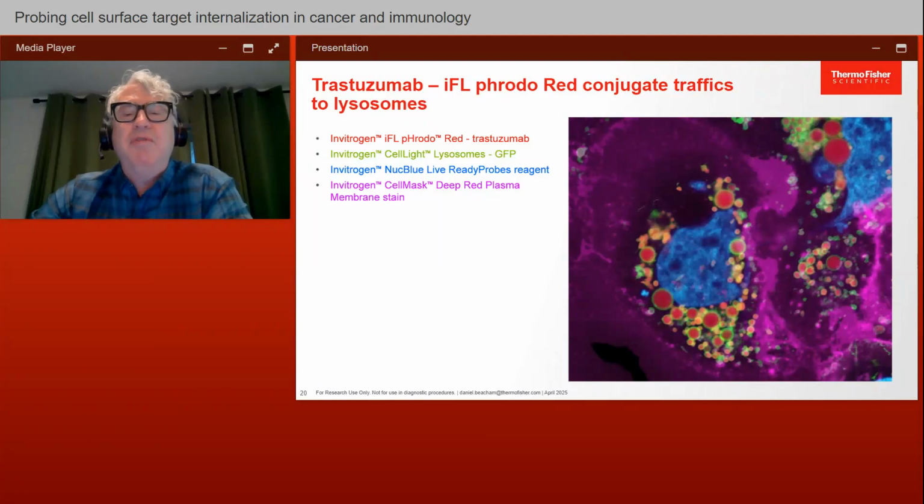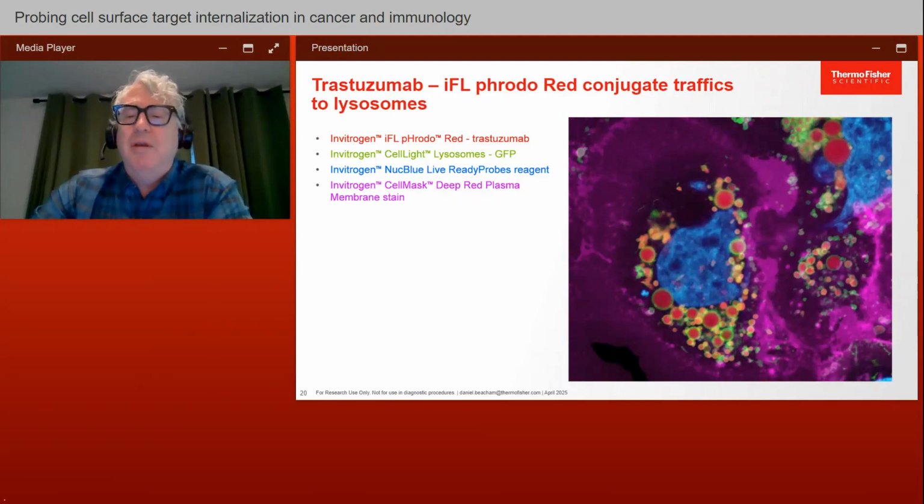And so I've got a hodgepodge of some of the reagents I just referred to a minute ago. So I referred to the red version of, in this case, a HER2 antibody-drug conjugate. You can see that inside the lysosomes, which are marked in their membranes in green, as marked by the CellLight BacMam GFP lysosome marker fused to LAMP. And then a couple of other dyes just for landmarking.